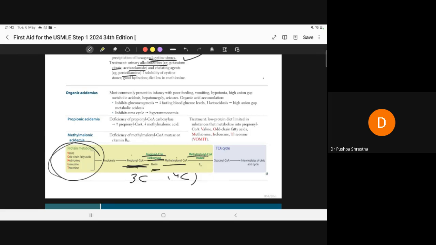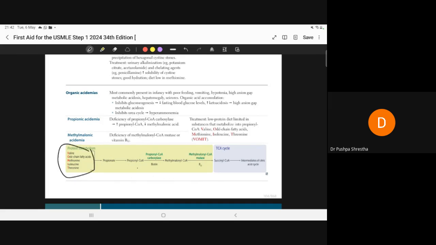So your biotin would be there because it contributes to your carbon, as I told you yesterday. And whenever something starts with M, especially methionine, methylmalonyl, the cofactor that you utilize is your B12. Okay, is your B12. This you should keep in mind. And how do you treat? You avoid the diet or the proteins or amino acids that have these amino acids like valine, odd chain fatty acids, methionine, isoleucine, threonine.